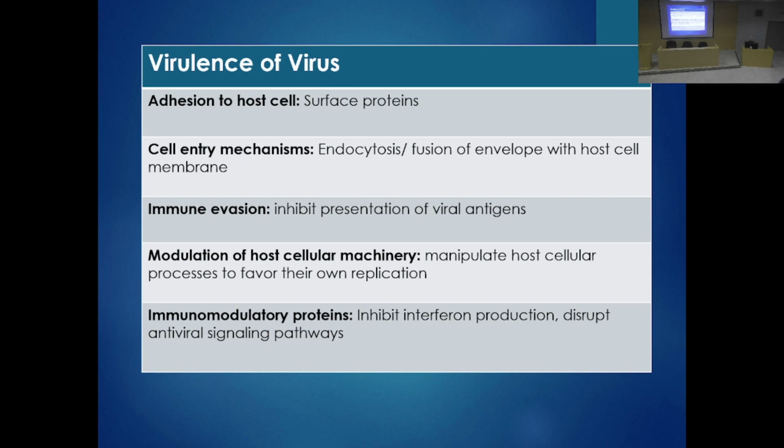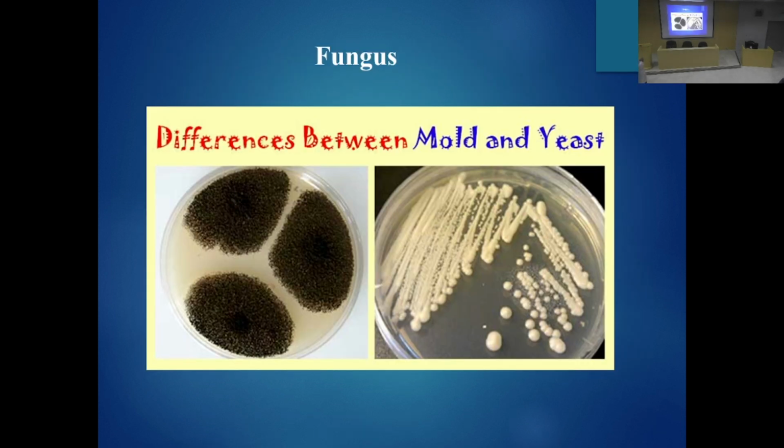So they can produce these immunomodulatory proteins which can inhibit their signaling, which can inhibit antiviral signaling pathways. So that is with respect to viruses.